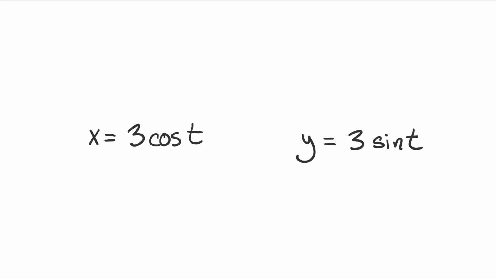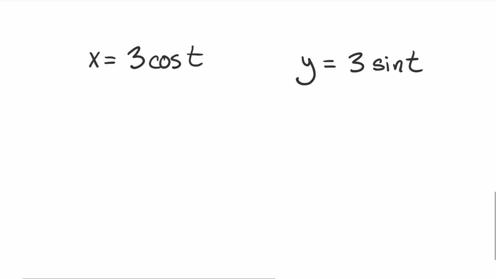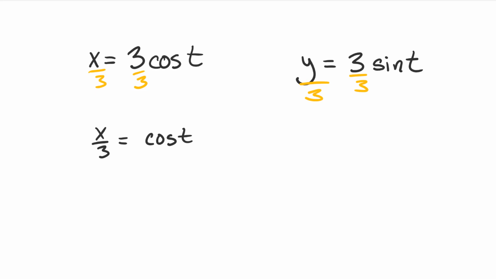Well, we're not going to be able to solve for t here very easily. But there's a little trick. So let's just solve for cosine of t and sine of t real quick. We're just going to divide by 3 and divide by 3. So, all right, cool. x over 3 is equal to cosine of t, and y over 3 is equal to sine of t.